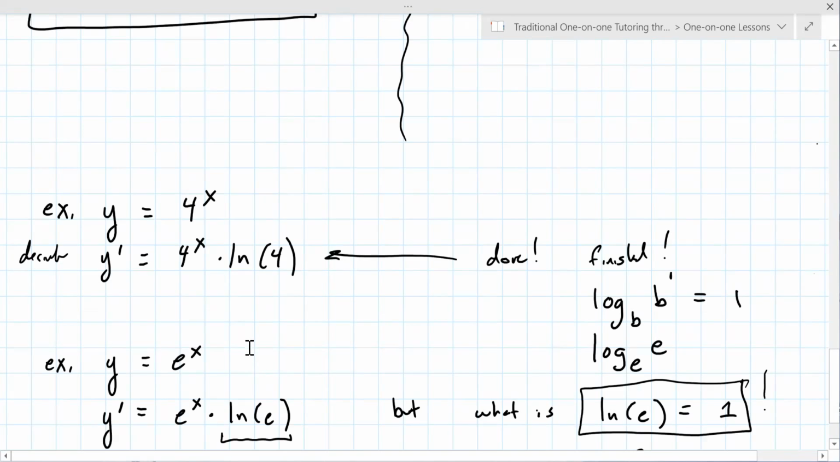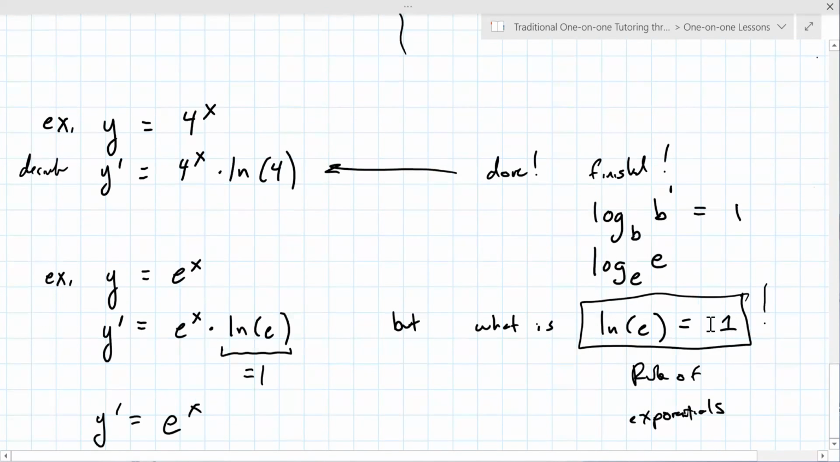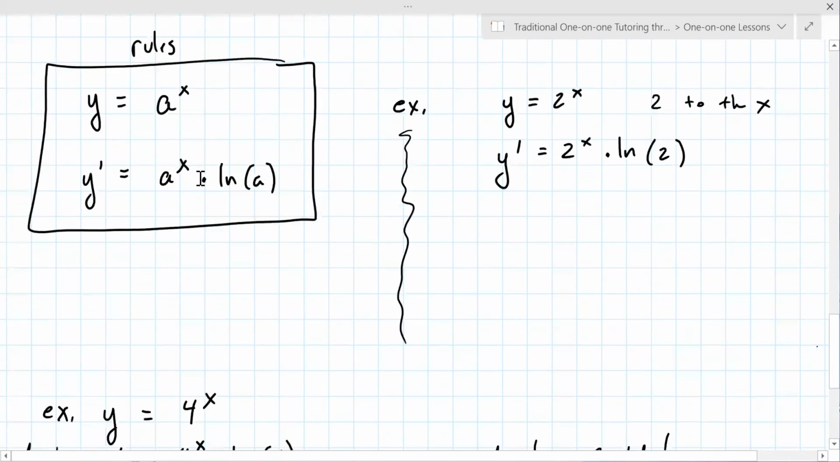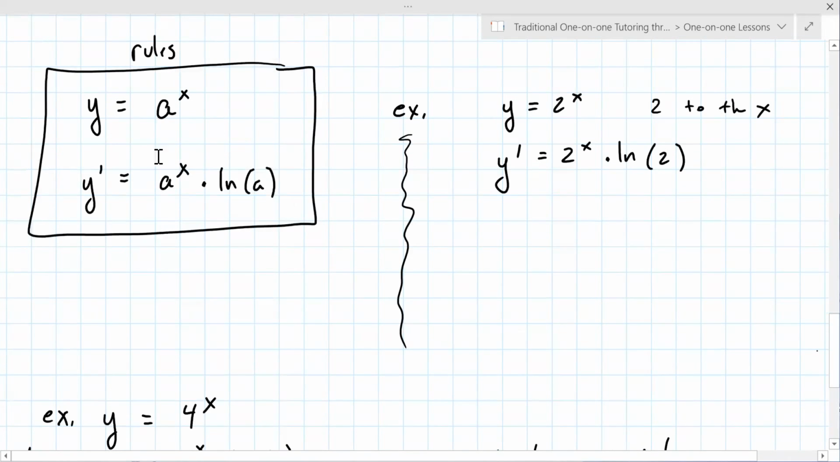And where's the proof that it works? Well, it's the fact that the natural log of e is 1. So you can go right to this line right here. y prime is e to the x. Is it always 1? Well, this part is, but the natural log of 4 isn't. That's why more generally, this is the rule: if you have a number a to the power of x, the derivative is itself times the natural log of a.